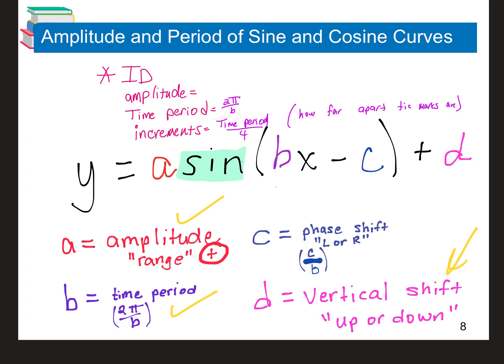So if you have a plus or minus at the end, we'll talk about that next week. And then phase shifts, we're not going to do. We're not going to get into that.